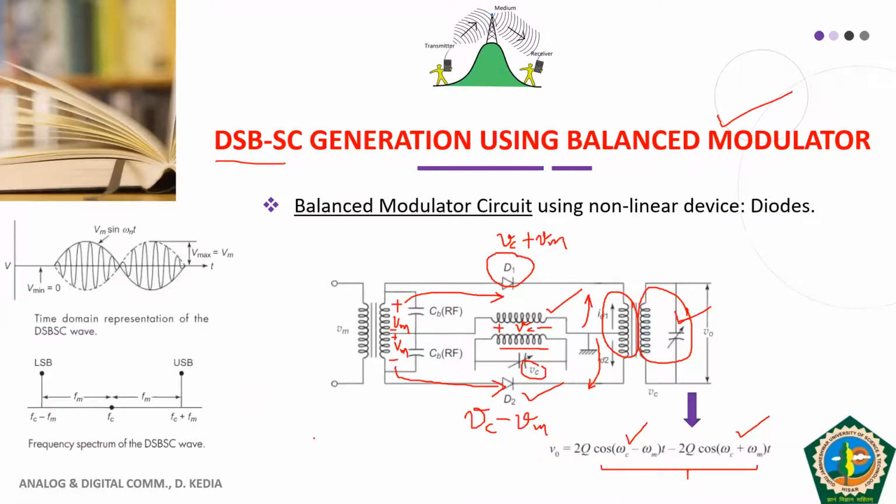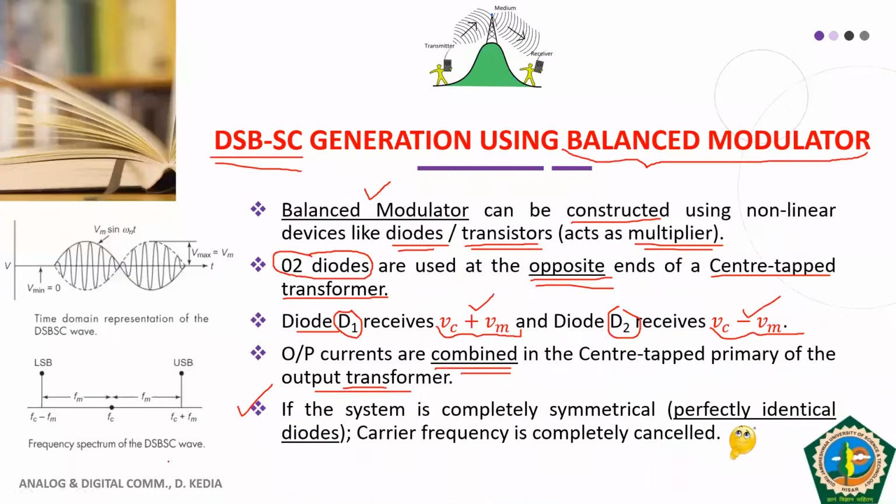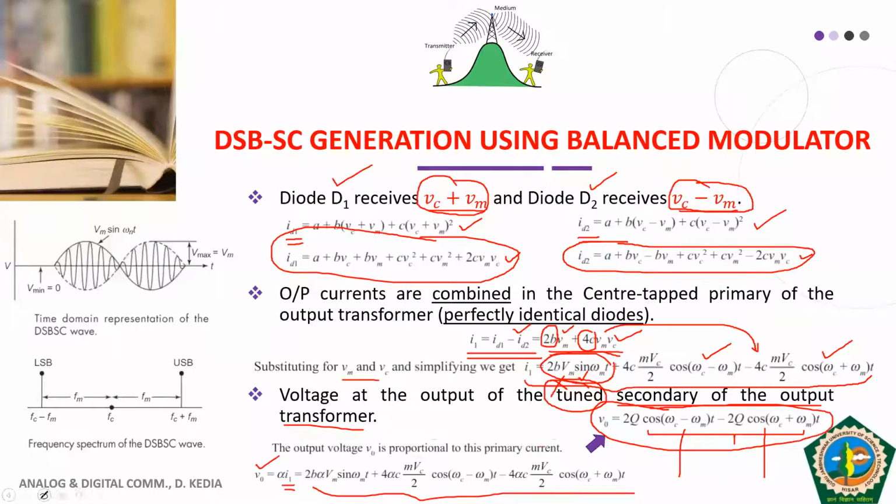I told you in the last to last slide that these two diodes D1 and D2 must be identical. They must be symmetrical. If you remember, let me show you. I wanted to highlight this point, that if the system is completely symmetrical, meaning perfectly identical diodes, your carrier frequency is completely cancelled. So we need to give some thought to it, and let me tell you how that is important. You look at this mathematical expression.